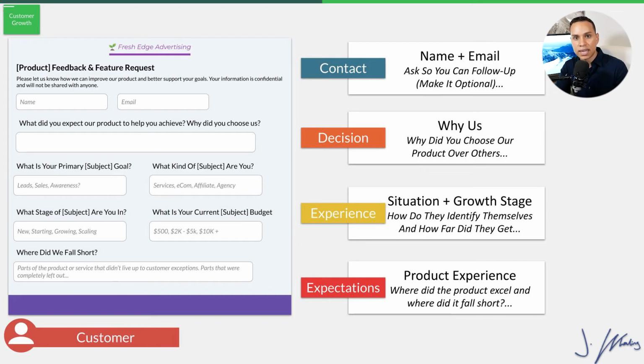And most importantly, at the end, ask them where you failed. Ask them where you didn't deliver on something that they thought they were going to get, and you will get a tremendous amount of insight into how your customers are thinking and possibly how they're behaving as a result of going through your course, so you can improve your content and improve your marketing messaging.